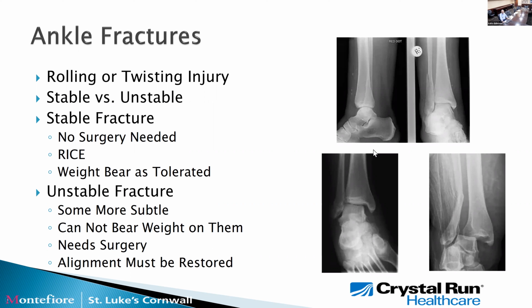Some of these are a little bit more subtle, such as this one here. So you can see there's a subtle break there. But if you look here, as compared to this diagram up here, or this x-ray up here, the talus is shifted over and the space around it is not even. So in this case, it's clear that this ligament here is torn, the bone is shifted, and then there's a fracture here in the fibula as well.